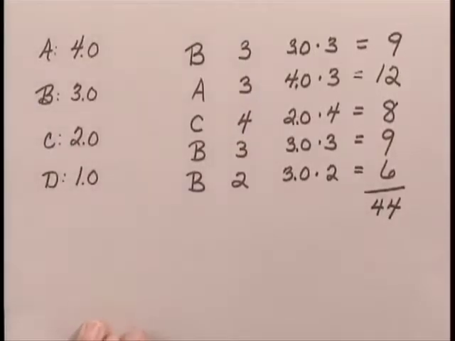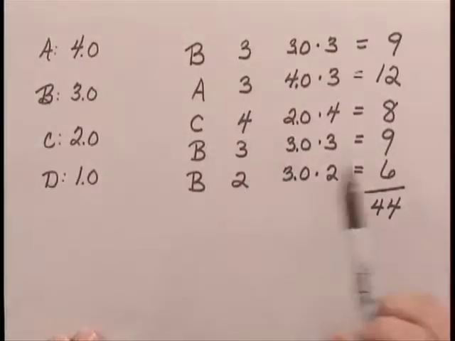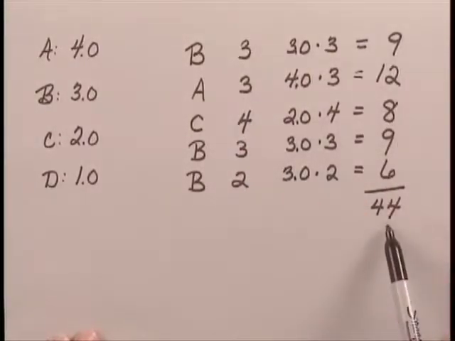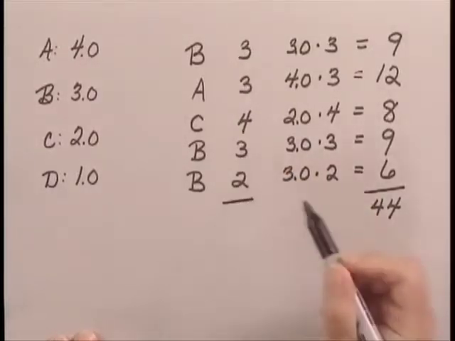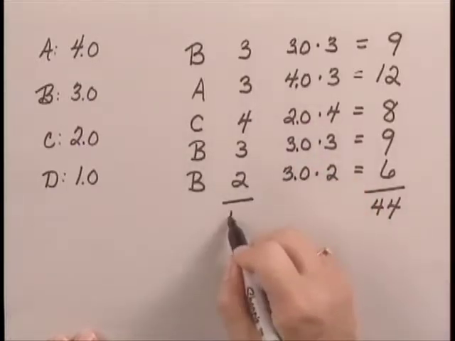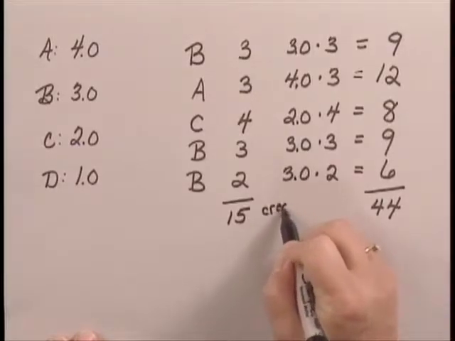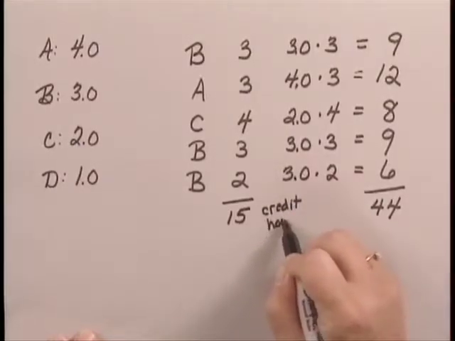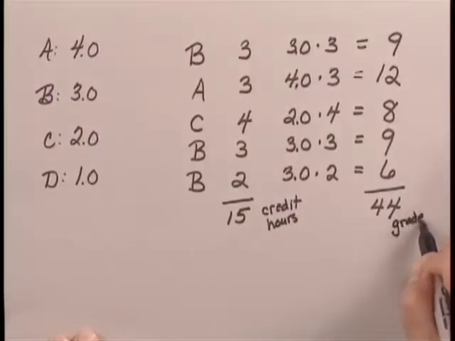The grade point average is determined by the number of credit hours taken and by the grade point values in total. So we need to add these values together, and we get 3 plus 3 plus 4 plus 3 plus 2 is 15. 15 is the number of credit hours. 44 is the number of grade points.